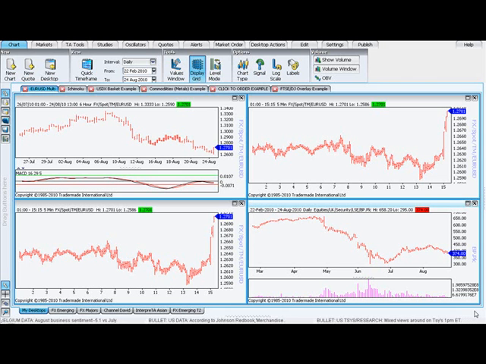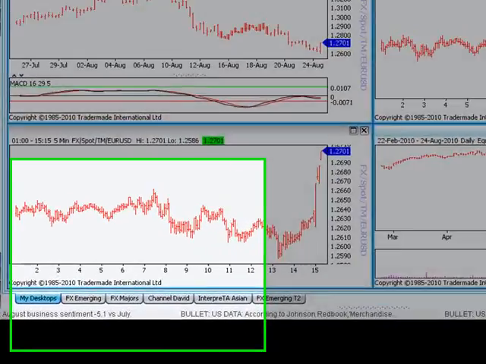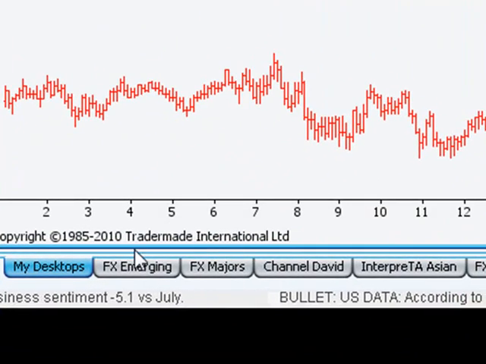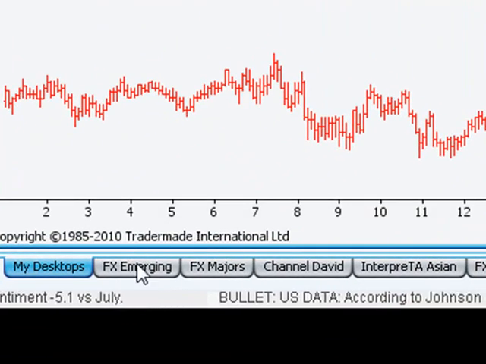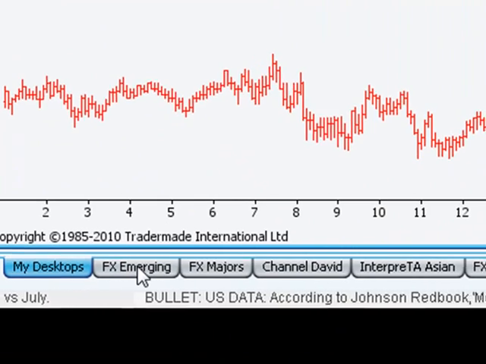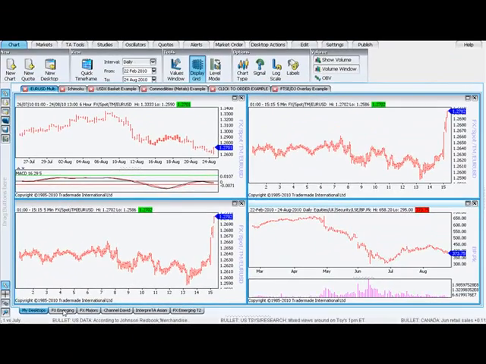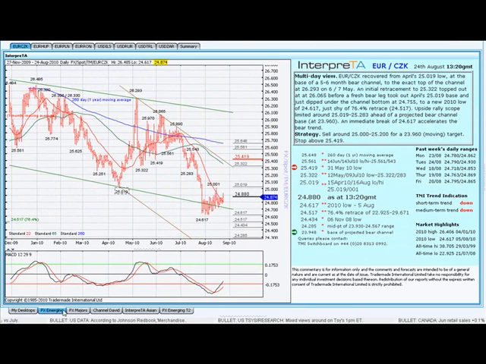Okay, so to get to the InterpreTA service, you need to click on one of the tabs running across the bottom of the main work area. I'm going to go into the FX emerging for this walkthrough. So if we click there, it will jump us through to the InterpreTA main section.